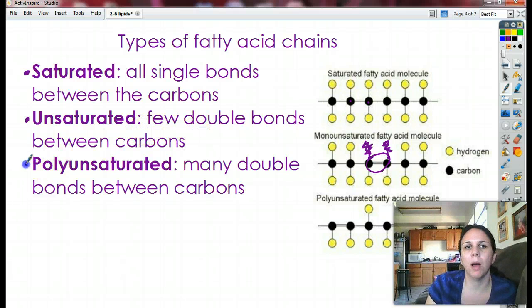Then we have something called polyunsaturated. Poly we know means lots of, so lots of unsaturatedness, if that's a word. So lots of double bonds, so there's one, so you can see not as many hydrogens.